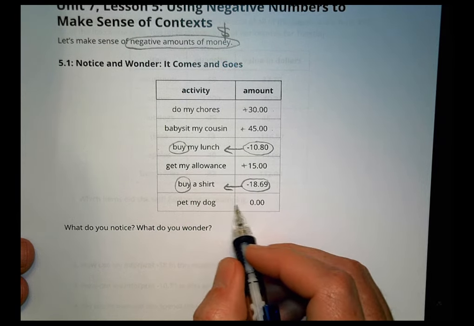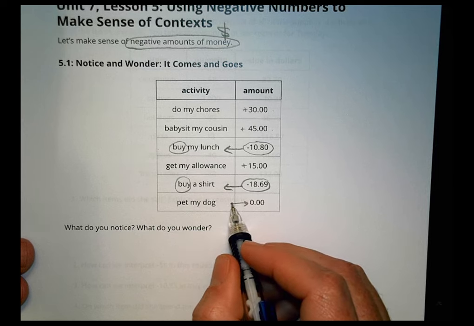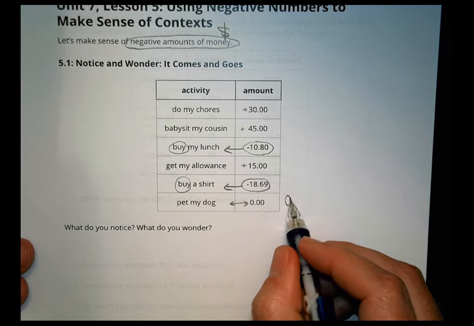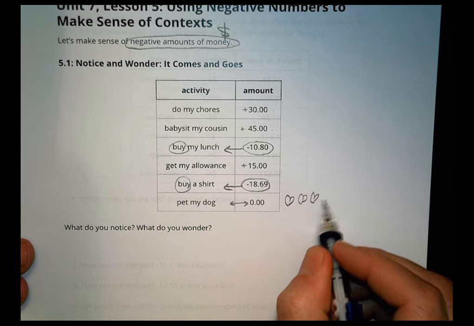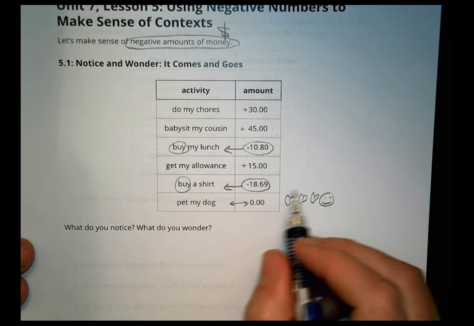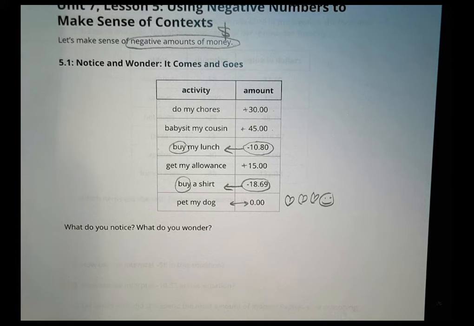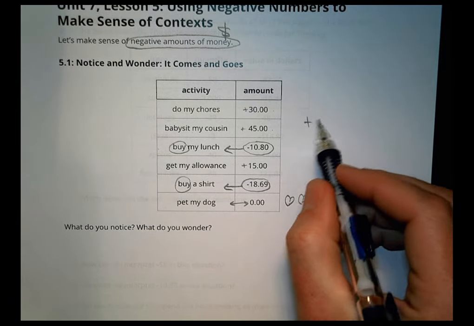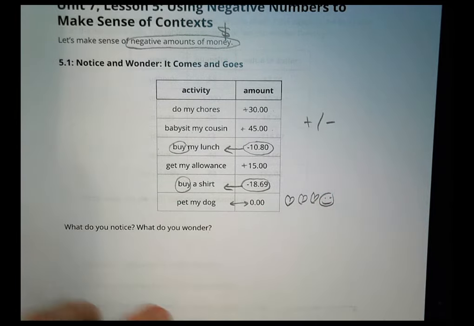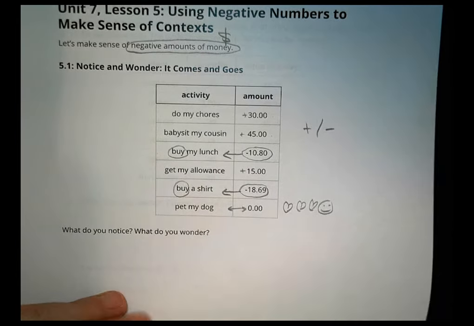Of course, petting my dog is free. It doesn't cost me anything. All I get back for petting my dog is love. Isn't that sweet? So, there you go. What do you notice? What do you wonder? Have a conversation about that, and you can talk some more. But the big thing here is recognizing the positive values and negative values when you're talking about money, and just love when you're talking about a dog.